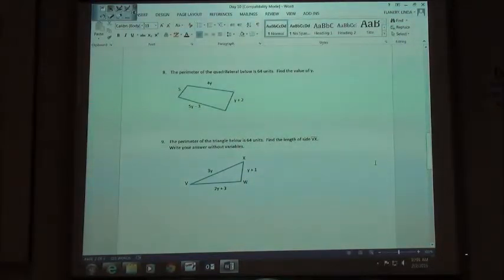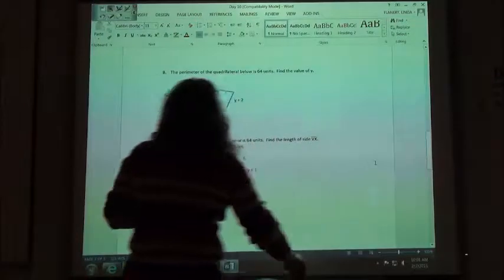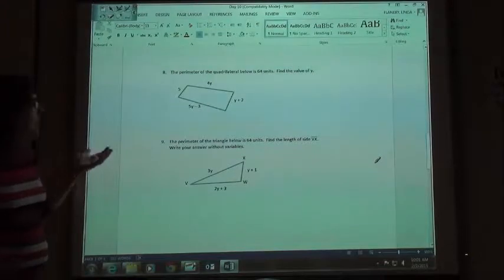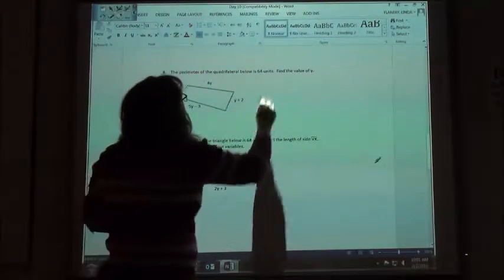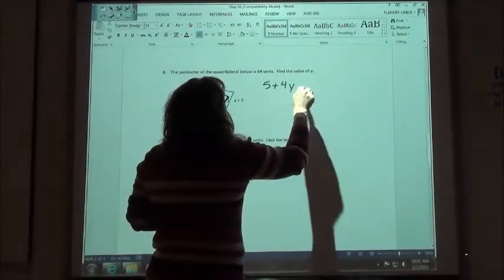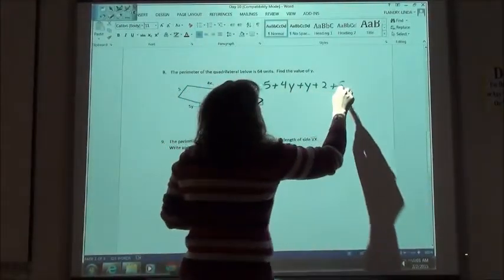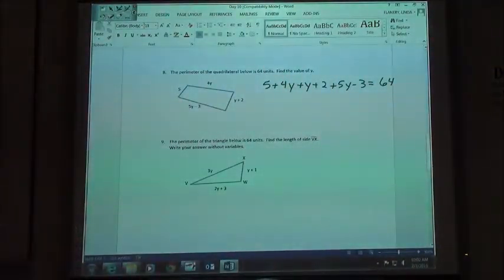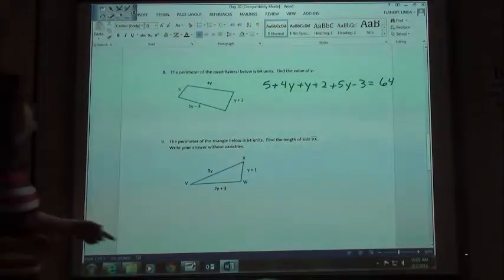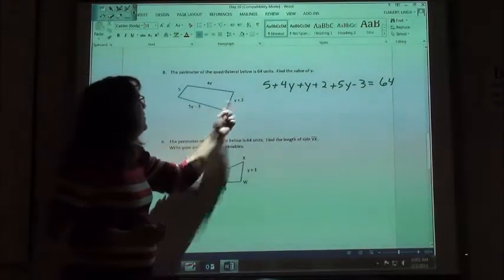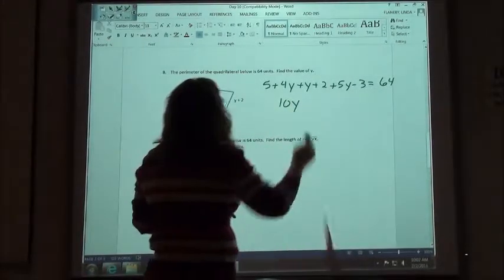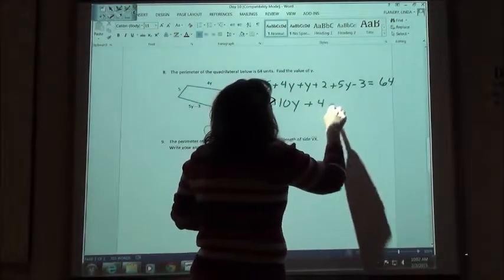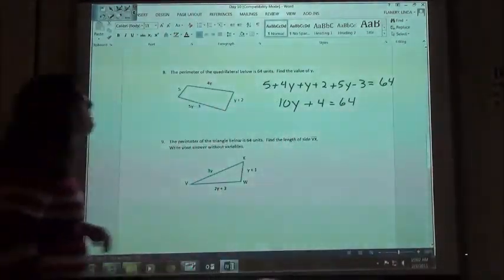Number 8, didn't give you much room to write there. We have a quadrilateral. In this case, we're just going to add up all the sides because they're not the same on any of the sides. So we're just going to say 5 plus 4y plus y plus 2 plus 5y minus 3 equals my 64, which is my perimeter. So if I combine my like terms, 4y plus 5y plus 1y would give me 10y. And then we have 5 plus 2, which is 7. 7 minus 3 would be plus 4. Equals my 64.